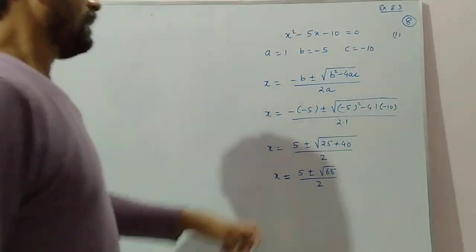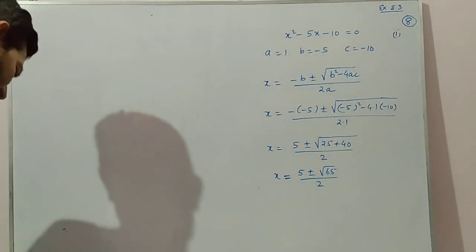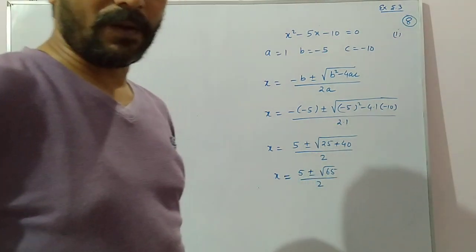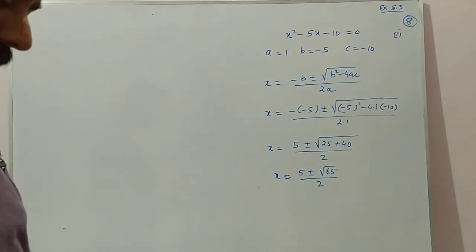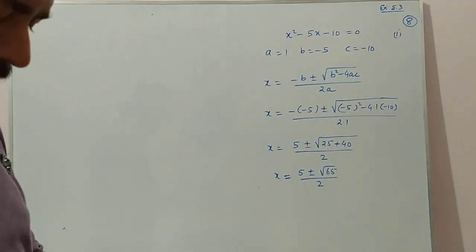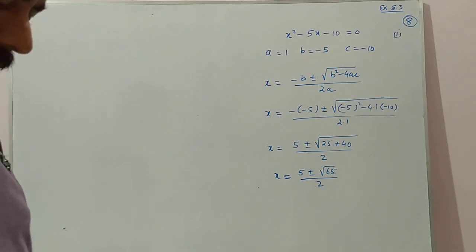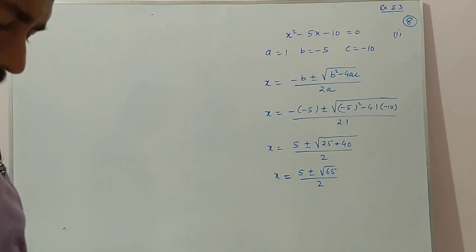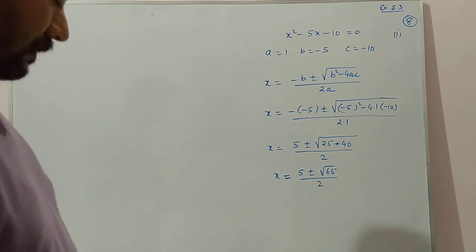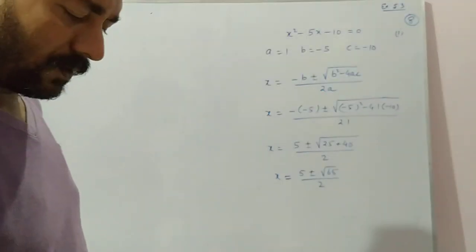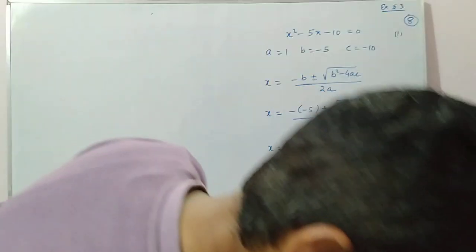Now listen here. Here it is given correct to 2 decimal places. It is the root over 65 and we don't know the square root of 65. Either you find the square root by division, or in the examination the square root table will be provided, from where you can find the square root. So here you will find the square root of 65. It is 8.0622, I am taking.